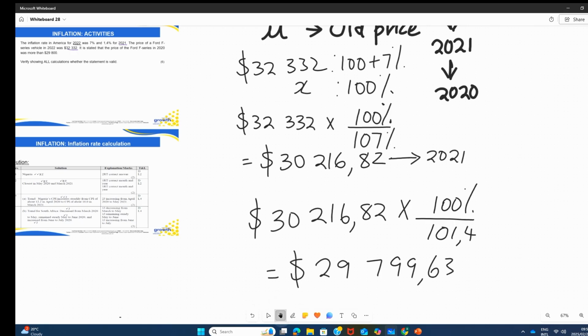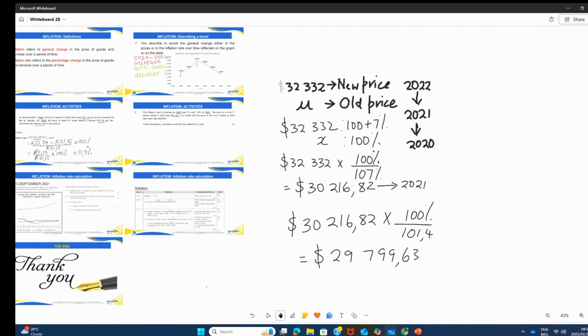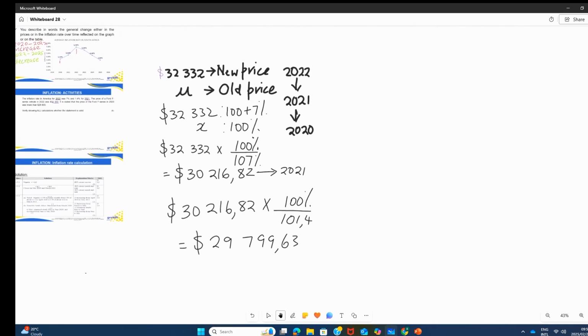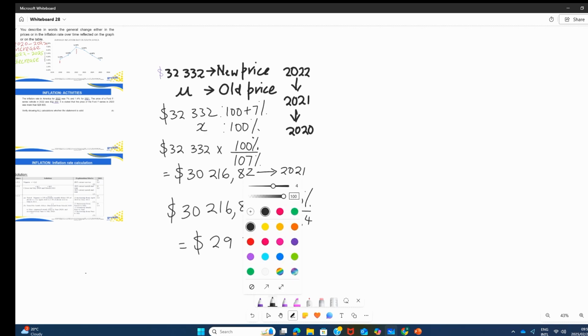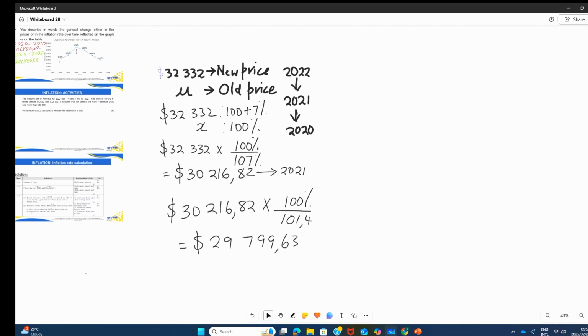Now, let us check. What was the question saying? The question was saying it was more than 29,800. So now we are comparing our answer. We have an answer that is less than what the question states. So it simply means that the statement was just invalid.